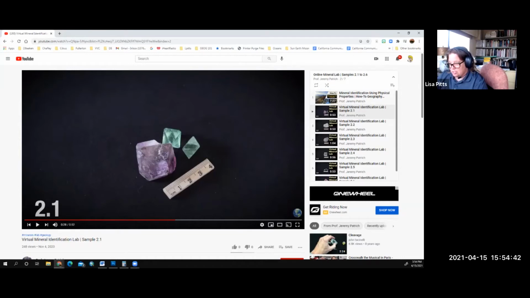Is a vitreous luster, so that means it's glassy. That's right, it's fluorite. I wish that you would have shown more than just zooming around it in a circle.